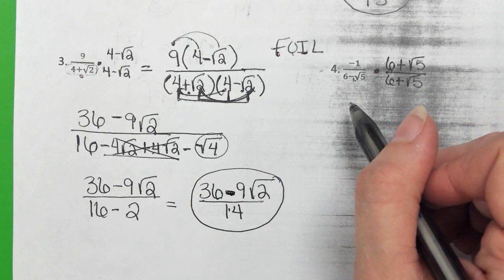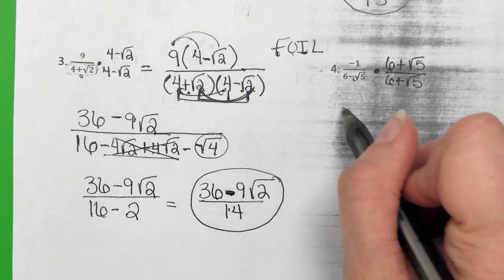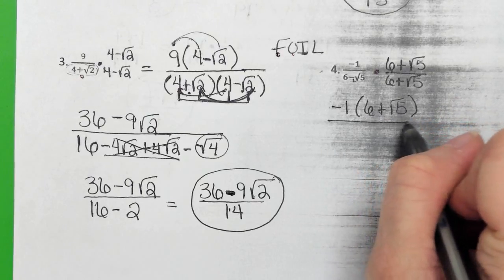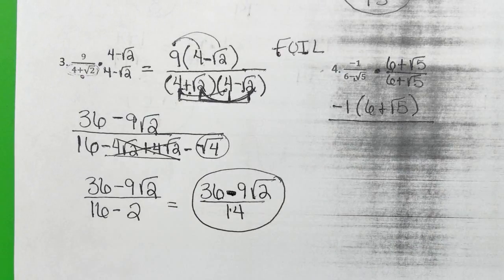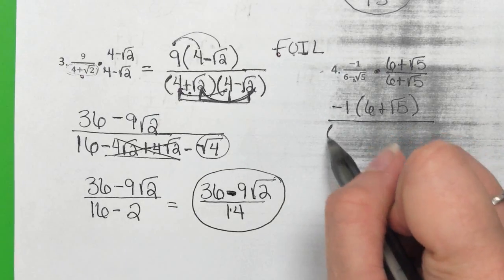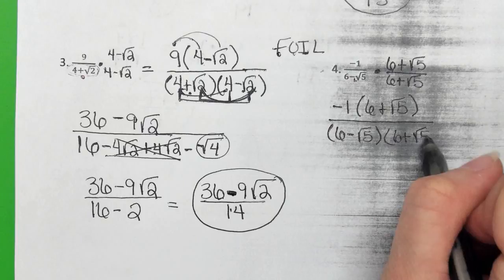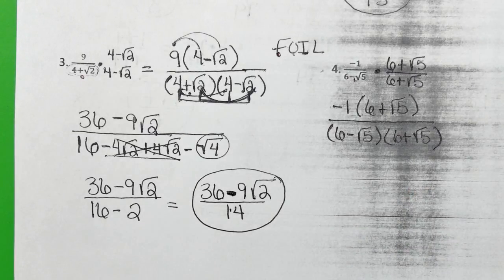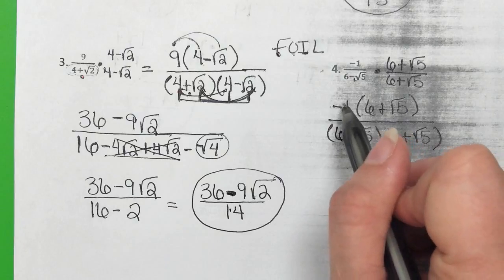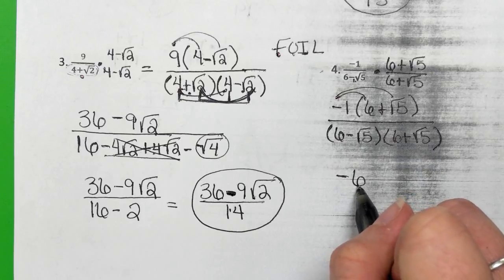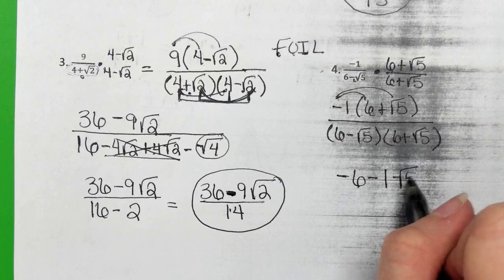Alright, so Alfredo, we're not going to do any math, okay? We're just going to smush everything together. So negative 1, 6 plus square root of 5. No math. I just smushed them together. Alright, same thing on the bottom. No math. If you can at least do that on a test, I can at least give you some credit, okay? Alright, now what would we do with this negative 1? Distribute. Very good. So we have negative 6 minus 1 square root of 5.